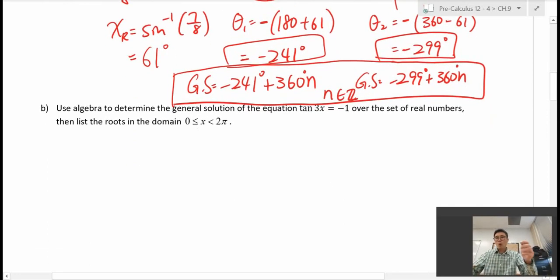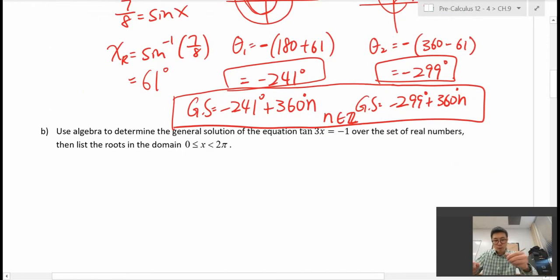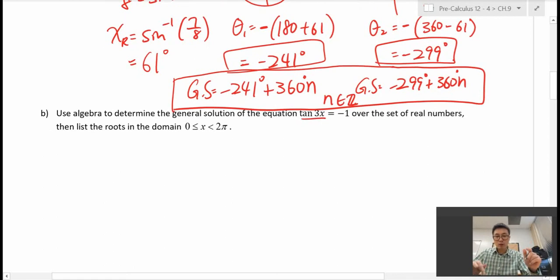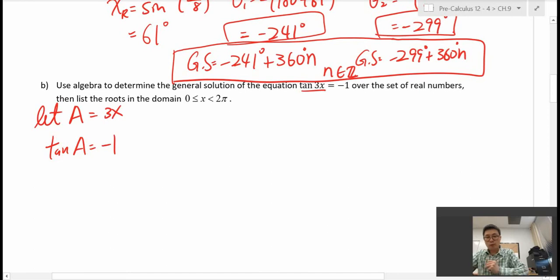So what we've done so far in Unit 8 and the first example is dealing with sine x, cosine x, tangent x. However, in Part B, we're now dealing with tangent of 3x. So it's not just tangent x. How do we deal with this? It's actually quite easy. I'm going to let a equal 3x. In that case, my equation becomes tangent of a is equal to negative 1.